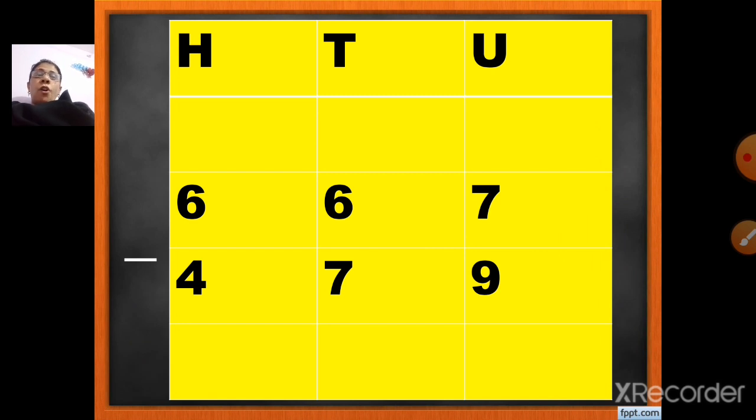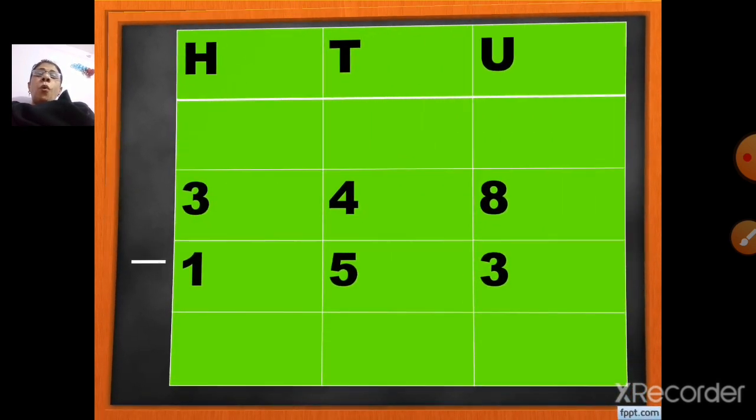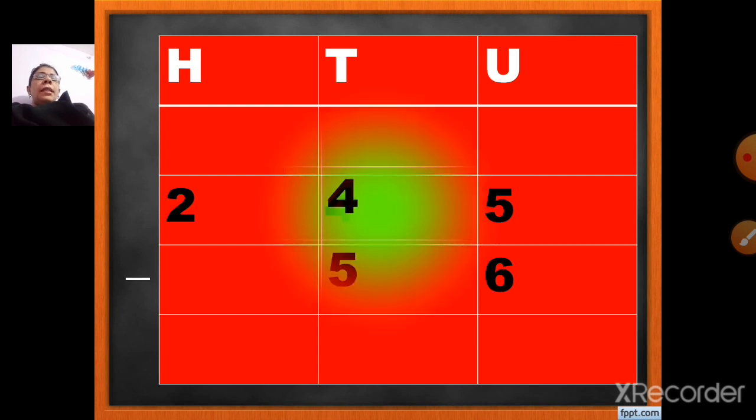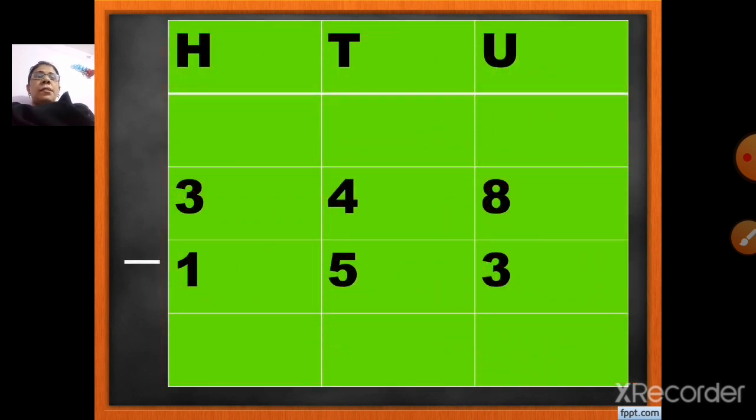So write all the sums in your rough book. Don't write in maths classwork, write in the rough book and then start solving by yourself. But children, only 2 sums in one page. This is the first sum, then you will write the second sum, that is 348 minus 153. Write this first and second sum on one page. Don't make it messy.